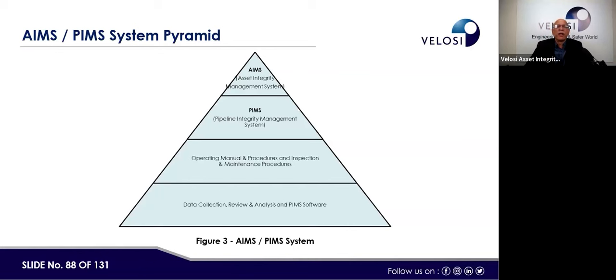Then there is a Pipeline Integrity Management System. Under that, there are operational manuals, procedures, and inspection and maintenance procedures as well. Then data collection, review, analysis, and PIM software. So PIM software comes at the end. So this is the pyramid where the PIM system comes in.